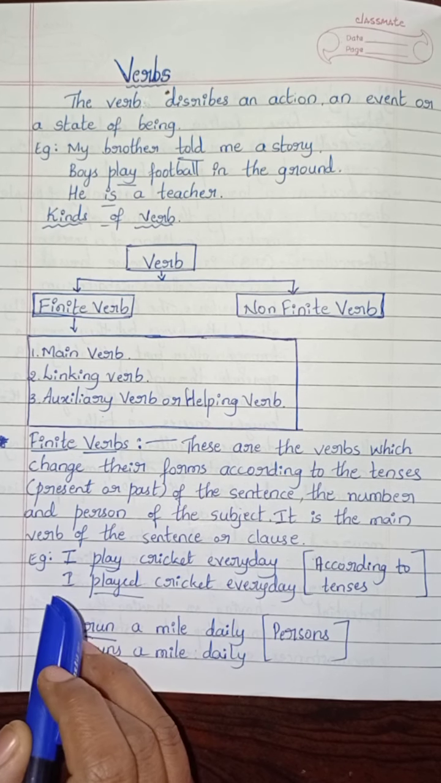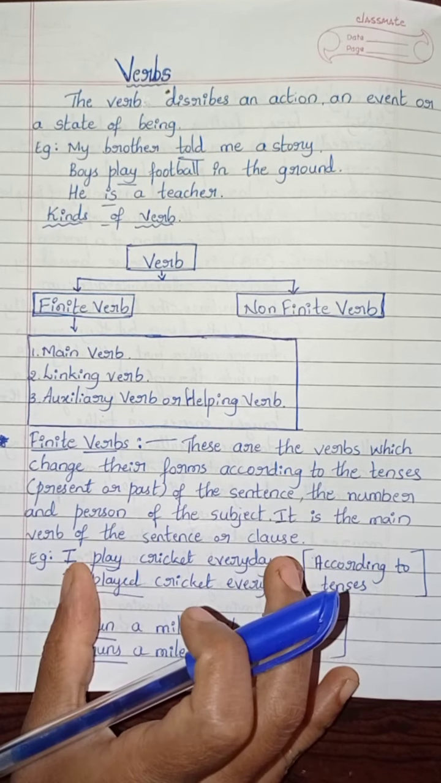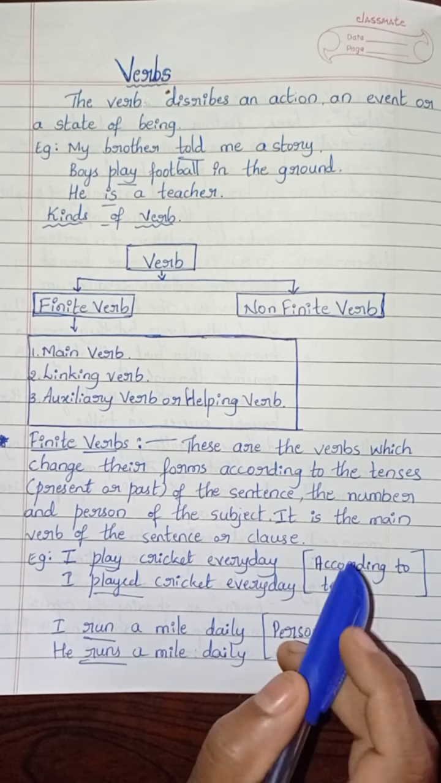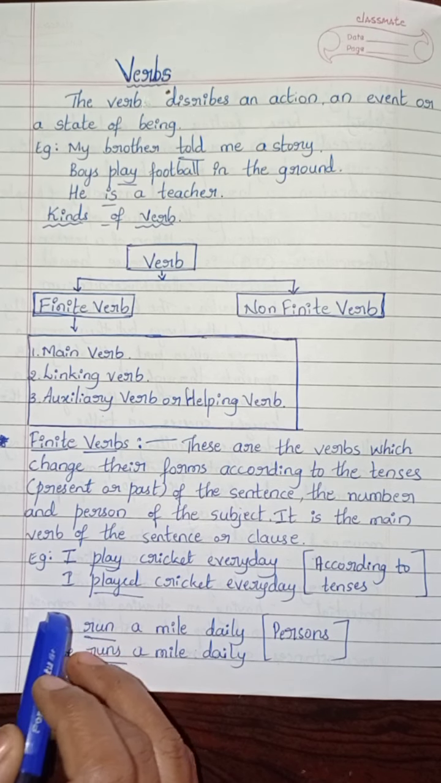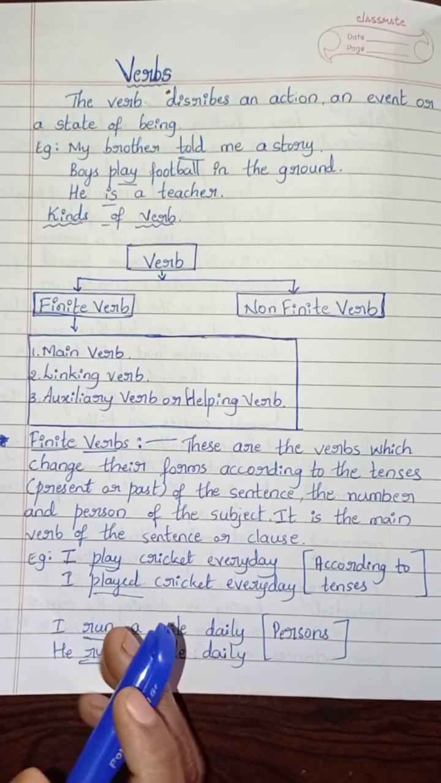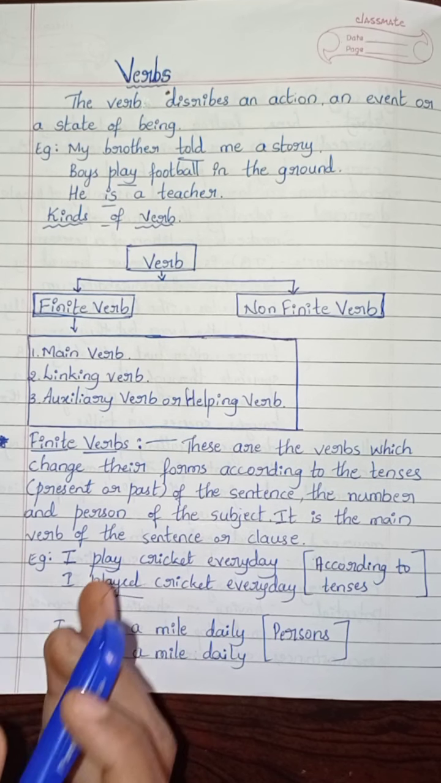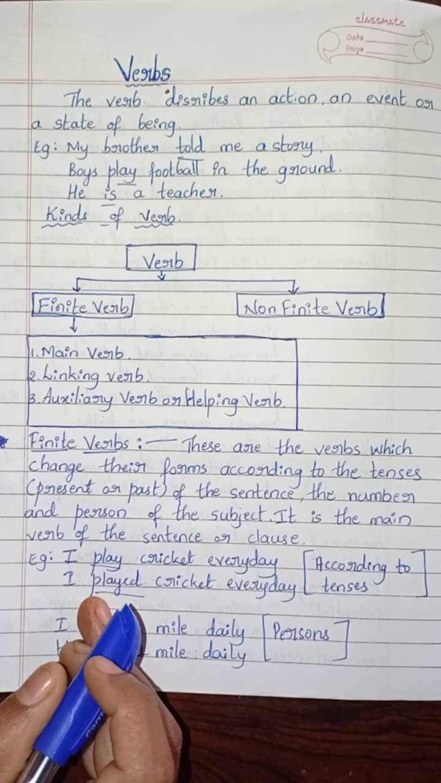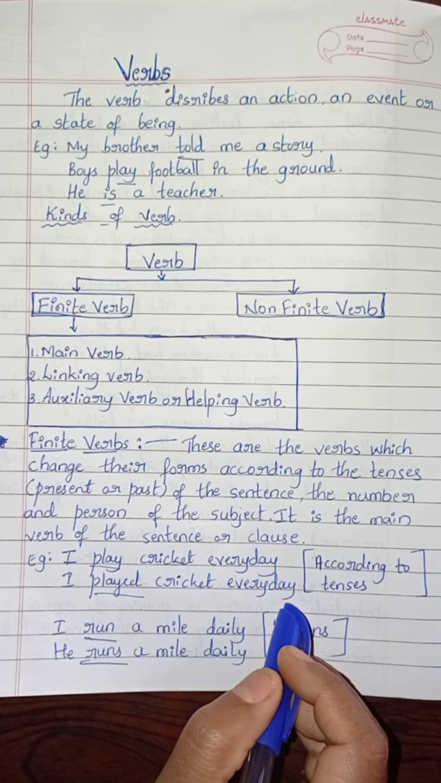For example, here students, I play cricket every day. This is in present tense, as you know. According to the tenses, the verb will change. As here, see students, I played cricket every day. According to the tense, the present verb is changed into the past form of the verb. Understood? So, I played cricket every day.